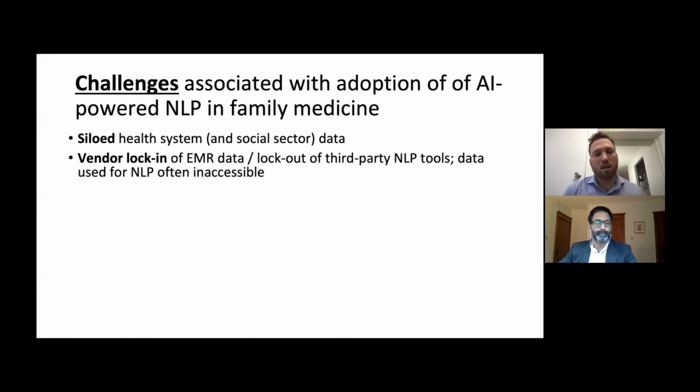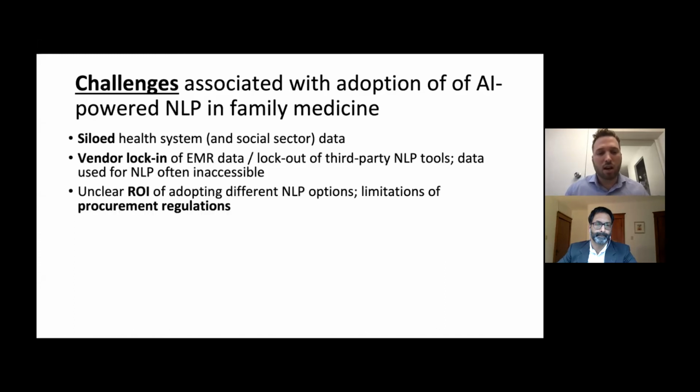There's also the challenge of vendor lock-in of EMR data, meaning that vendors have an interest to keep their data proprietary to themselves, even though it's owned by the patient and the clinicians are the stewards. Vendors have neat technical tricks to keep out access if other third parties want to develop NLP on those data. There's also an unclear return on investment for some of these tools, and our procurement regulations don't account for how these tools function in the real world.